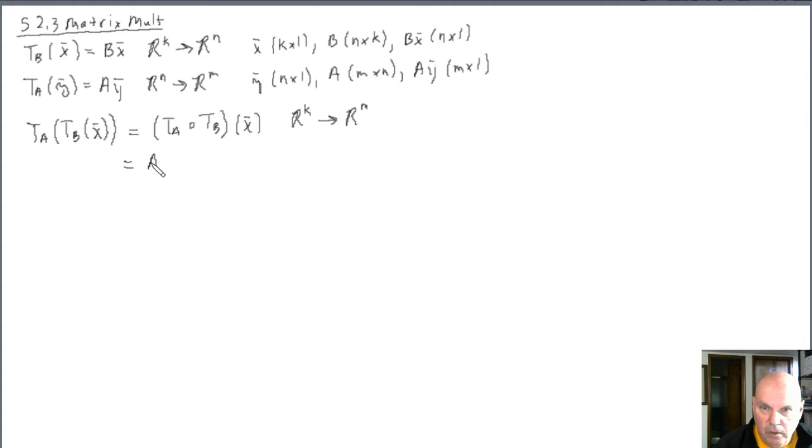Correspondingly, we can represent this in matrix form. Bx gives us a vector. Multiply that by A, and that would give us then a vector in Rm space.